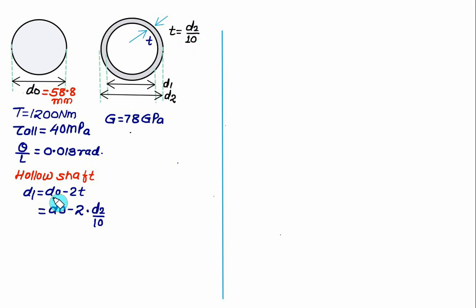So D1 will be equal to D0 minus 2 times the thickness, 1t here and 1t here. So we have D1 equal to D2 minus 2 times D2 by 10, that is D2 as it is minus 0.2 times D2, which will be equal to 0.8 times D2. Indirectly we have given the relation between D1 by D2 and we represent this value by K. So we have K equal to 0.8.